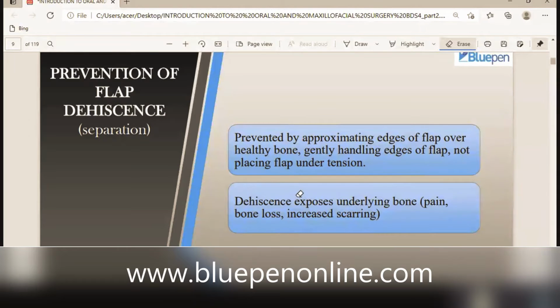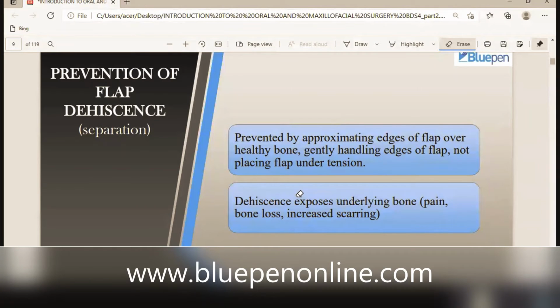Now, if in some cases there was a mistake or a failure of the surgery, and if a separation or dehiscence occurs, what happens is there will be exposure of bone. If bone exposure occurs, you can imagine what happens. The patient will be having severe pain, very much pain, and bone loss can occur because the bare bone is outside. So all the microorganisms will go and get lodged there, and that can result in many other problems.